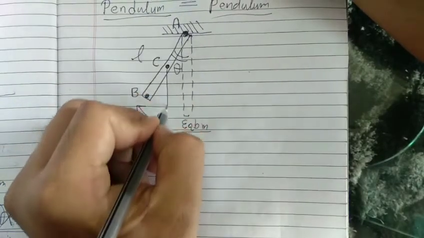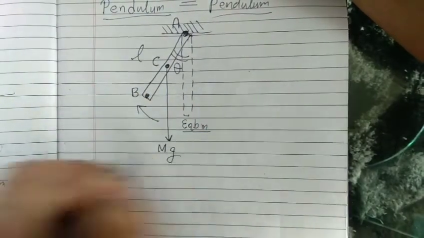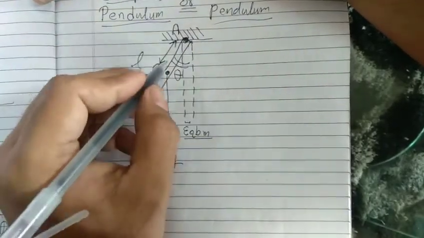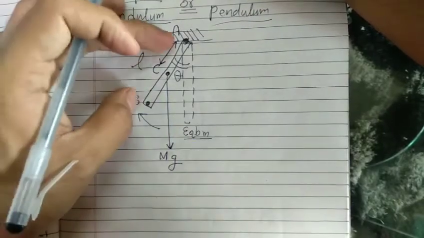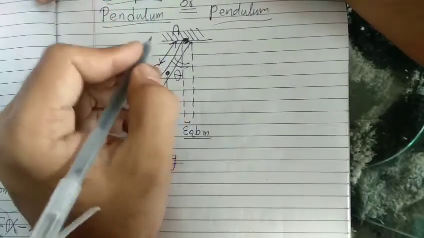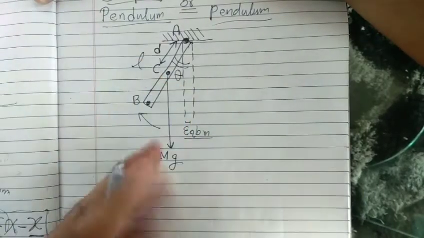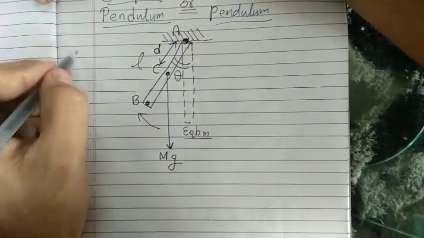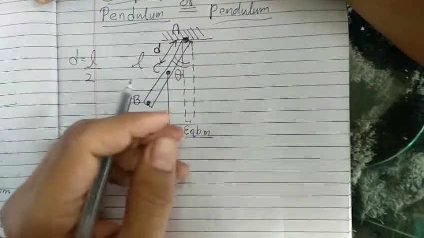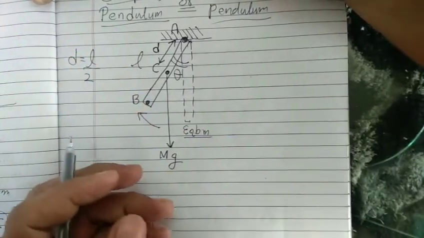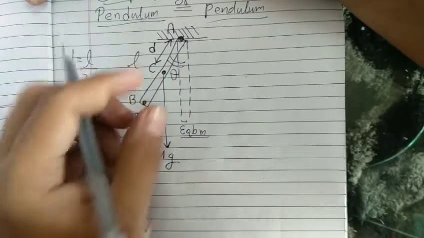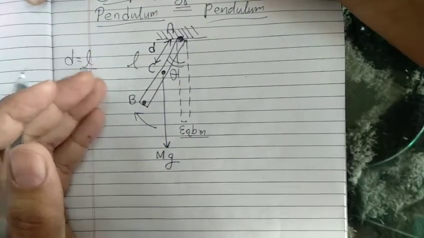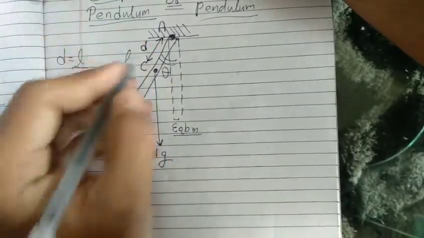Now here, the mg force will act this way. This distance, obviously, will be L by 2. But this distance from A to C I am naming as d, suppose. You can say that d is equal to L by 2 also, but sometimes it may not be equal to L by 2. If the rod is non-uniform, made up of non-uniform material, then the center of mass may be somewhere other than the middle point. So this I am writing as d.